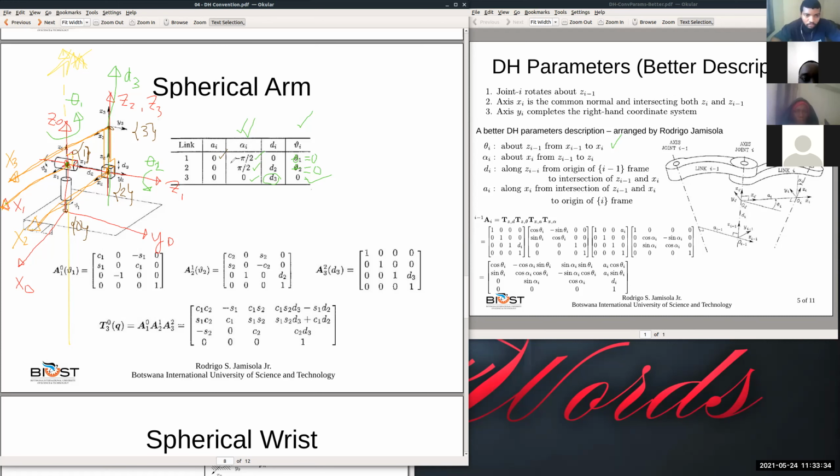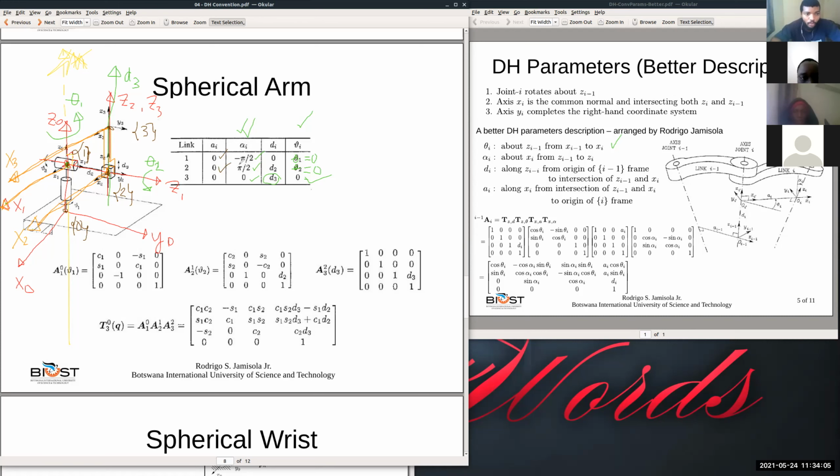Okay. Next, A2. A2 along X2. Where is X2? X2 is here. So again, the intersection of Z1 and X2. This is Z1. Z1 and X2 intersection is that one, and to the origin of frame 2, which is this one also. So they're coincident. So there's no distance. The distance is 0.